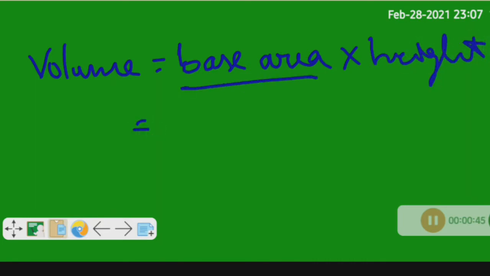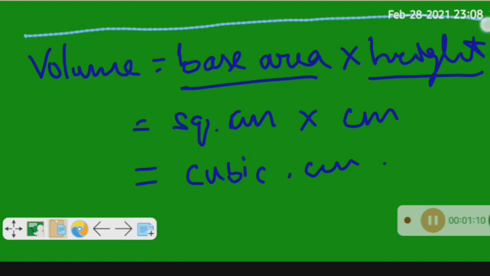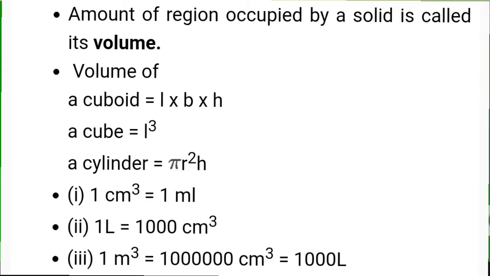We know unit of area is square units, like square centimeter, square meter, anything. And height, if area is going to be in centimeters, height is also in centimeters. So square centimeter into centimeter will make cubic centimeter. It means cubic unit. So volume of 3D shapes are going to be in cubic unit. It means we are going to measure it on the basis of cubes. So remember, unit of volume is cubic unit, right?